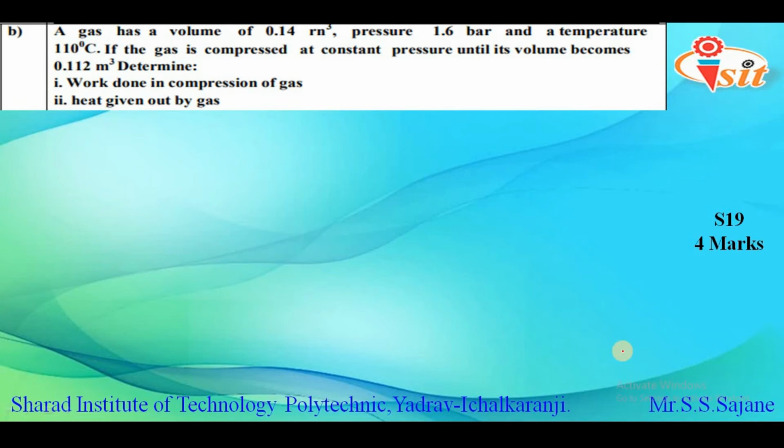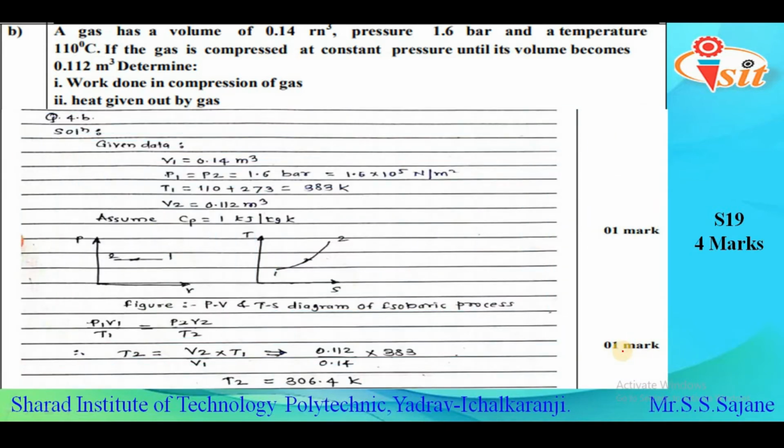Now let's see how to solve this question. So first we have noted down the given data. We have volume V1 equal to 0.14 meter cube, and since in the question they have given that the whole process is carried out at constant pressure, it means that this process is an isobaric process, and thus we can take P1 equal to P2 equal to 1.6 bar. This pressure is converted into SI unit, that is 1.6 into 10 raised to 5 Newton per meter square.